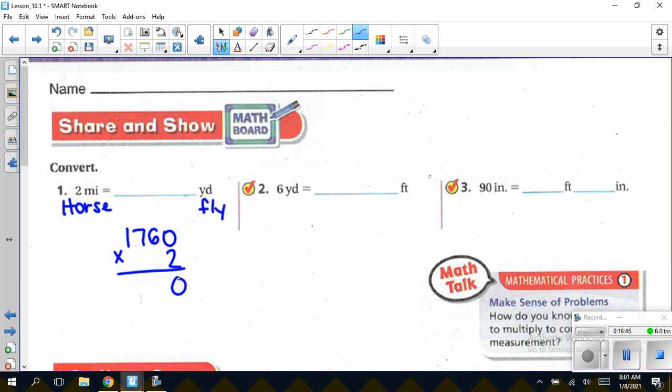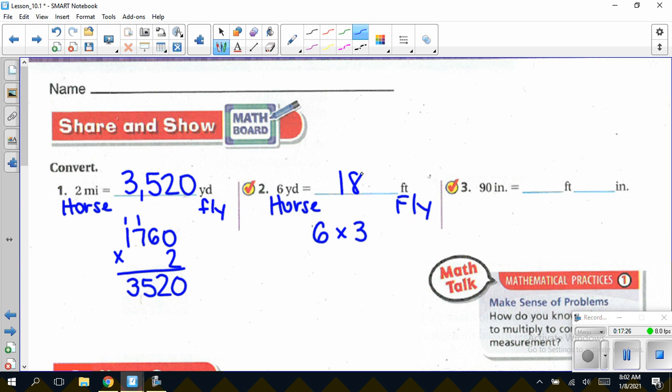0 times 2 is 0. 6 times 2 is 12. 7 times 2 is 14, plus 1 is 15. And then 2 times 1 is 2, plus 1 is 3. So therefore, I have 3,520 yards in 2 miles. Moving on to question number 2. I had 6 yards being converted into feet. Well, a yard is bigger than a foot, so I have horse to fly, so I need to multiply. And I know that there are 3 feet in 1 yard, so 6 times 3 would give me a total of 18 feet.